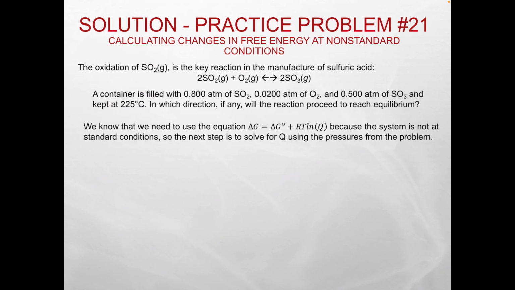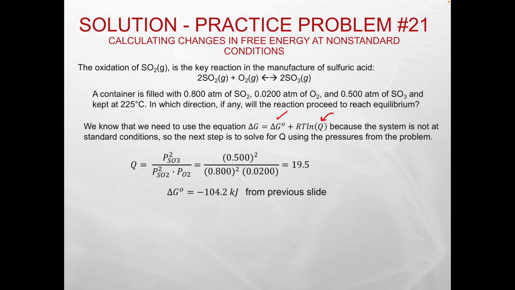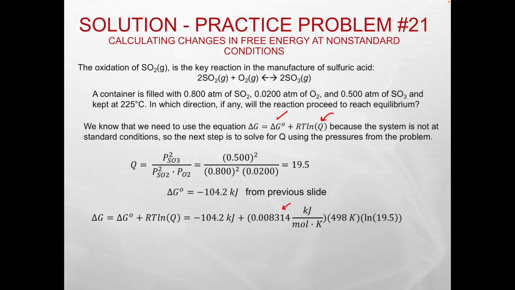Now that we have delta G naught, we need to figure out Q. So we have this piece, we need to find this piece. We can go through and calculate Q just like we have before, nothing different. And then once we have Q, we can use that combined with our delta G naught from the previous slide to calculate delta G. So we'll just plug everything in. Again, make sure your units for R match your units for delta G, and you can go ahead and calculate that.